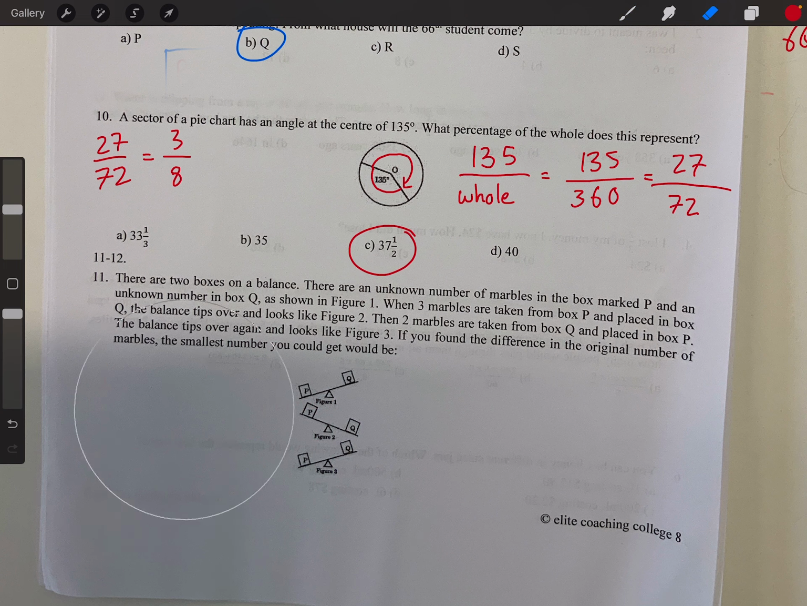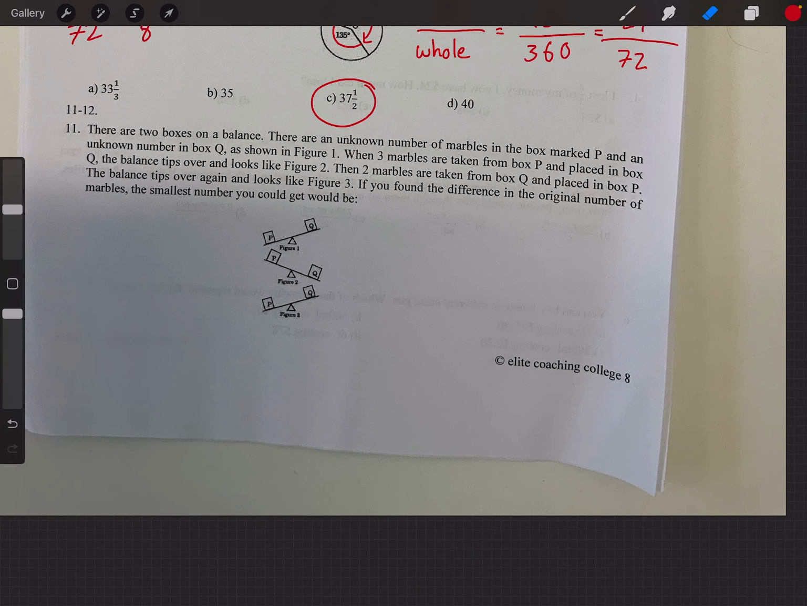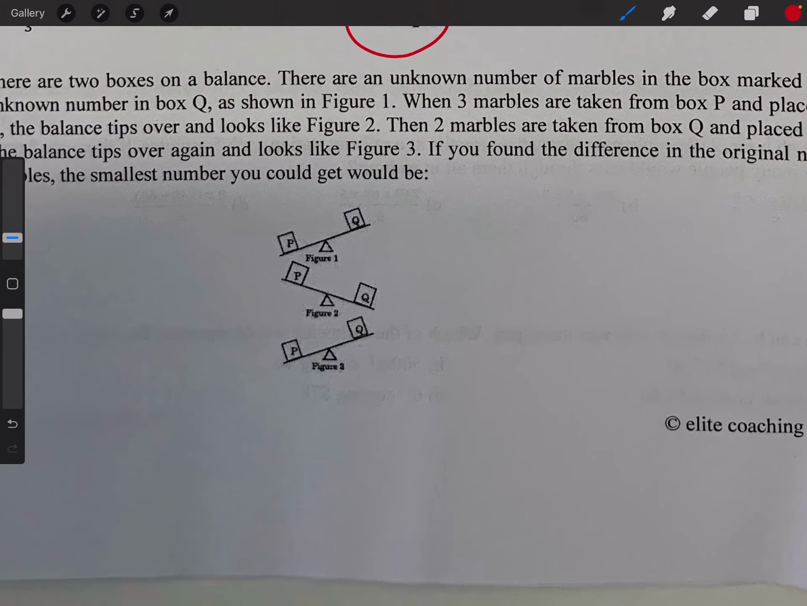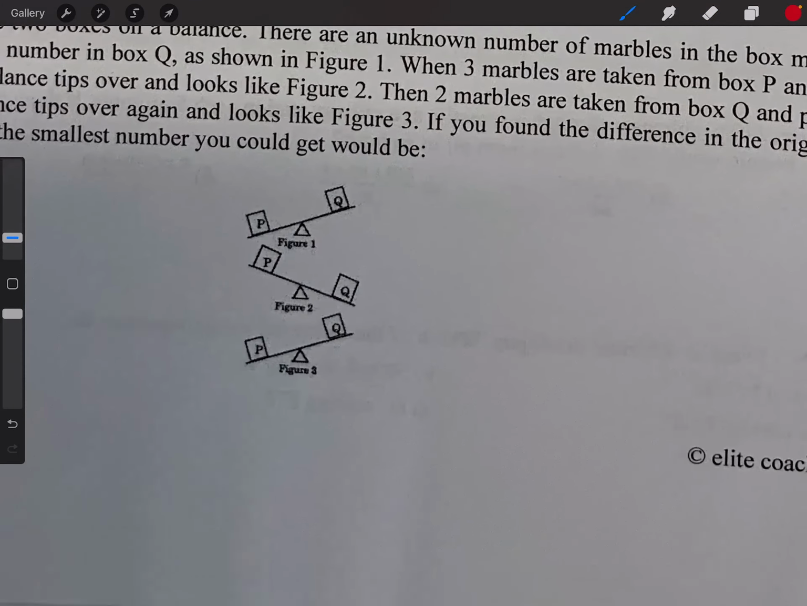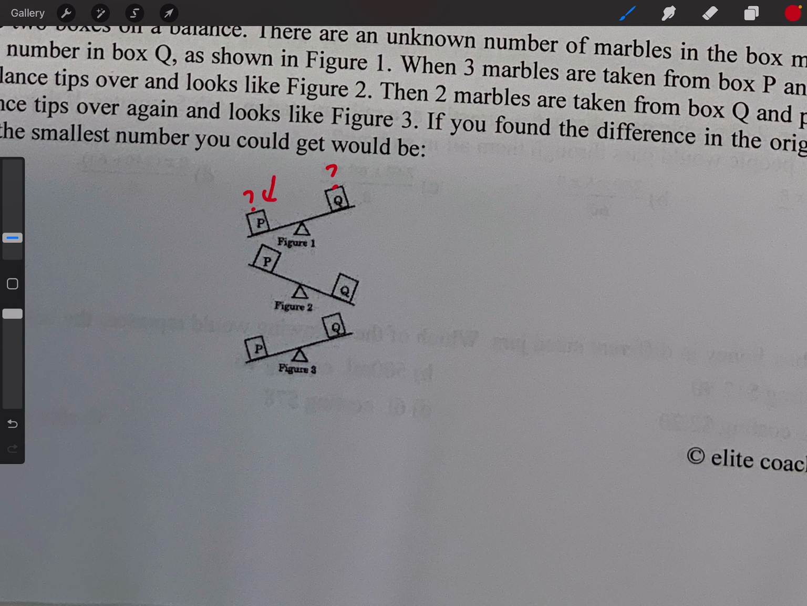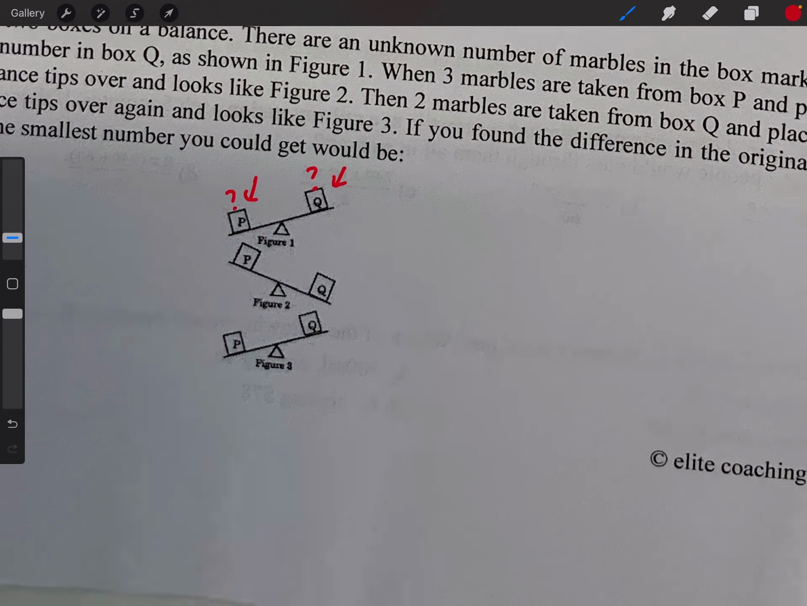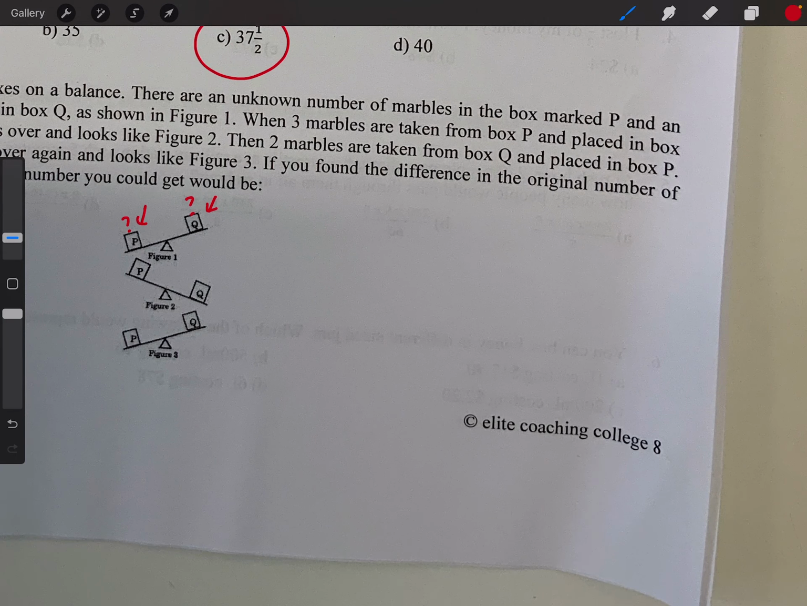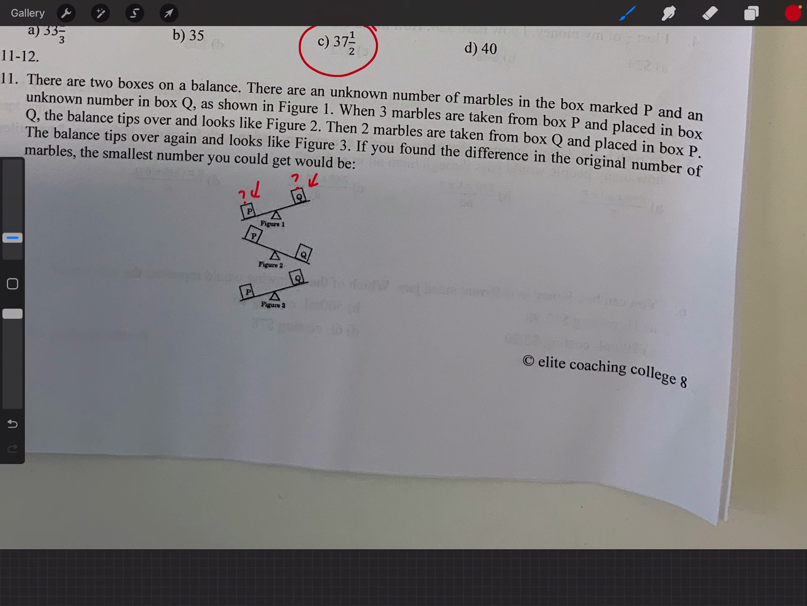All right. For question 11, there are 2 boxes on a balance. There are an unknown number of marbles in the box marked P and an unknown number in Q, as shown in figure 1. So we don't know how many marbles are there. Marbles are in here and in here. We just know that there's more in P and not as many in Q. When 3 marbles are taken from box P and placed into box Q, the balance tips over and looks like figure 2.